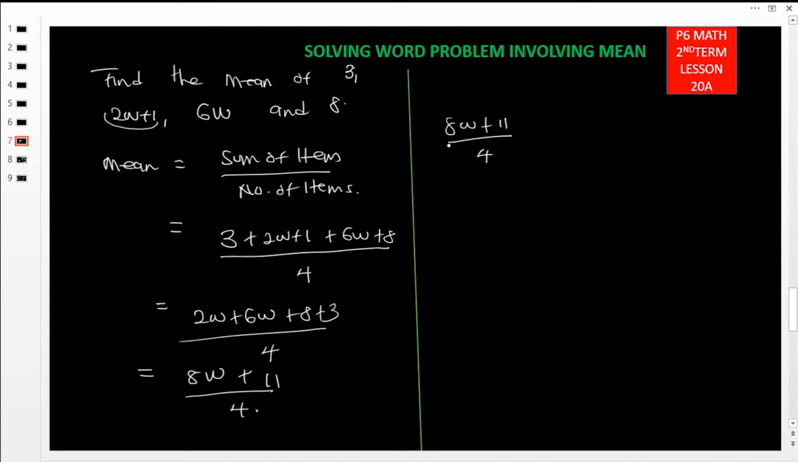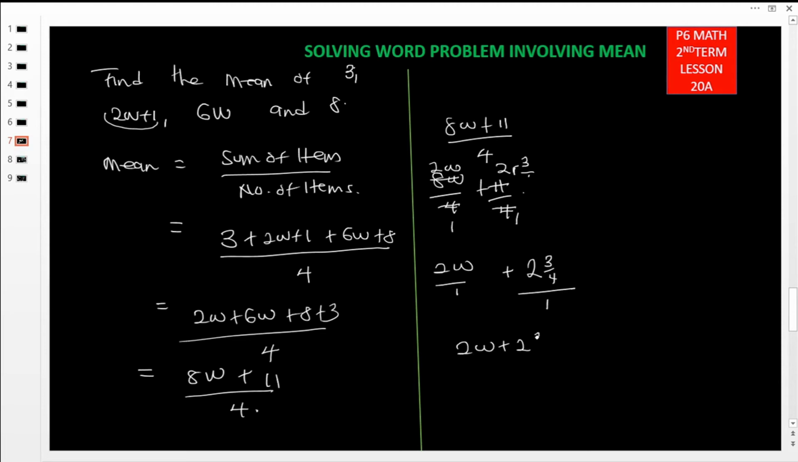We can leave our answer here because this one cannot divide this, or we can take the answer as 8w over 4 plus 11 over 4. Then by 4 1, by 4 2w, by 4 1, by 4 we get 2 whole number, that's 8, 9, 10, 11, remainder 3, meaning that 2w over 1 plus 2 whole number 3 out of 4 over 1. The LCM is 1, so 2w plus 2 3/4 over 1. This is 2w plus 2 and 3/4 as our answer.